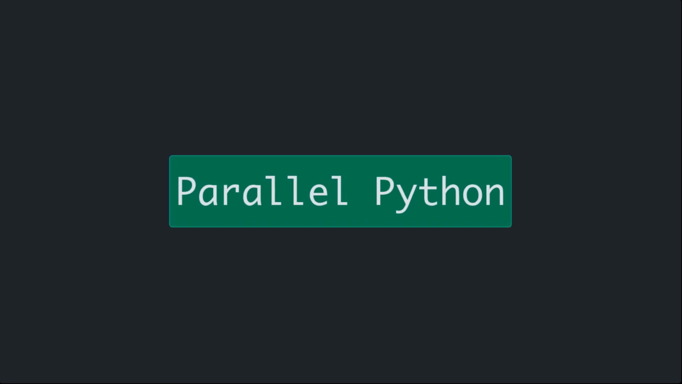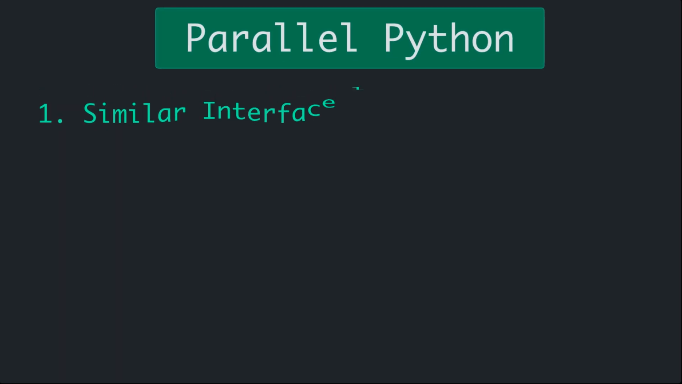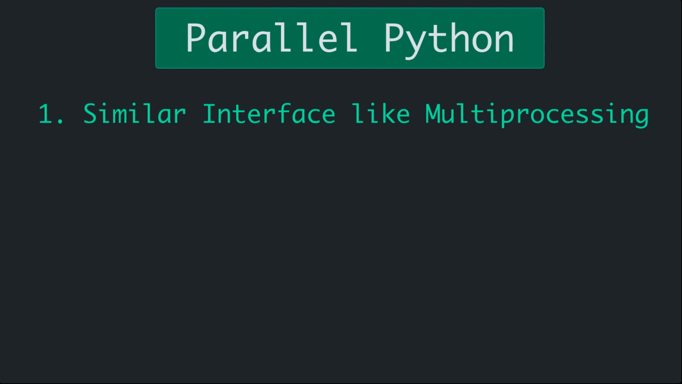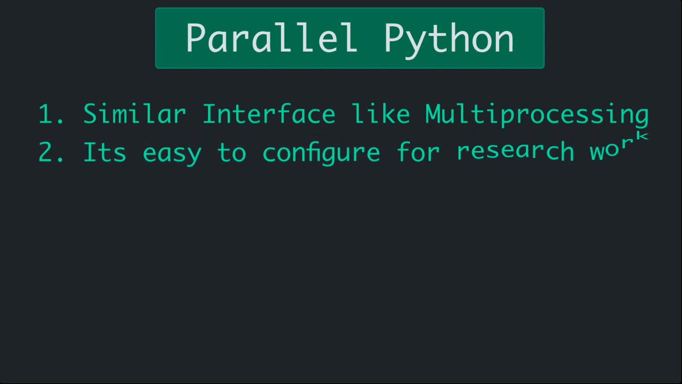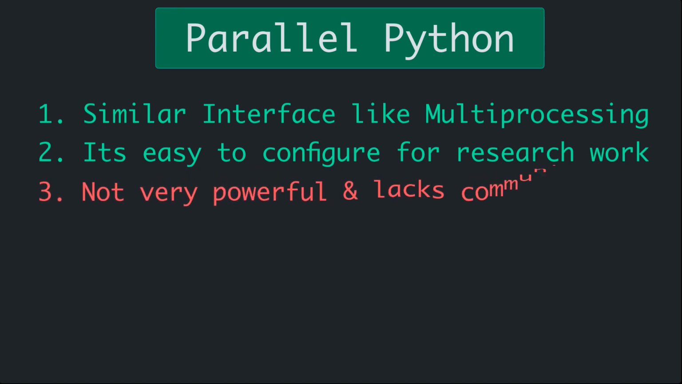The very first option is Parallel Python. Parallel Python has a very similar interface to multiprocessing. It's pretty easy to transfer your multiprocessing solutions from a single multi-core machine to a multi-machine setup. Parallel Python has few dependencies and is easy to configure for research work on a local cluster. It is not very powerful and lacks communication mechanisms, but for sending out embarrassingly parallel jobs to a small local cluster, it is very easy to use.